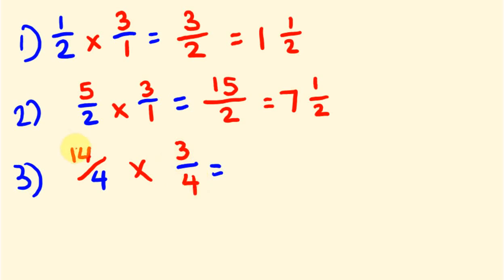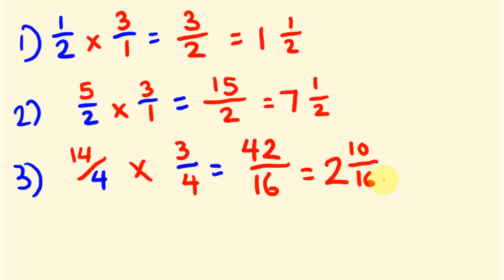14 times 3, the answer to that is 42. 4 times 4 is 16. So how many times does 16 go into 42? So it goes in twice, because 2 times 16 is 32, and there is 10 left over. So 10 over 16. I can take this a step further, because 2 goes into both of these numbers, so we're going to get the answer of 2. And 2 goes into this 5 times, and it goes into this one 8 times. So 2 and 5/8.